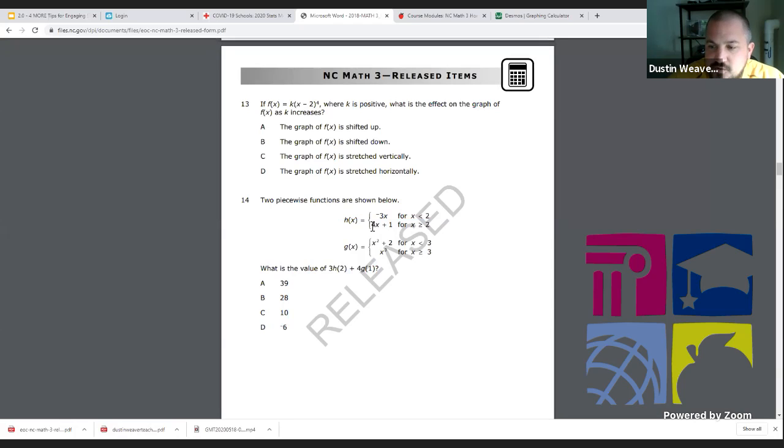If x is 2, 4 times 2 plus 1 is going to give me what number there? 9. And it says I want 3 times that. So h of 2 is 9. So what's 3 times 9? That's 27. Good. So 3h of 2 is 27.